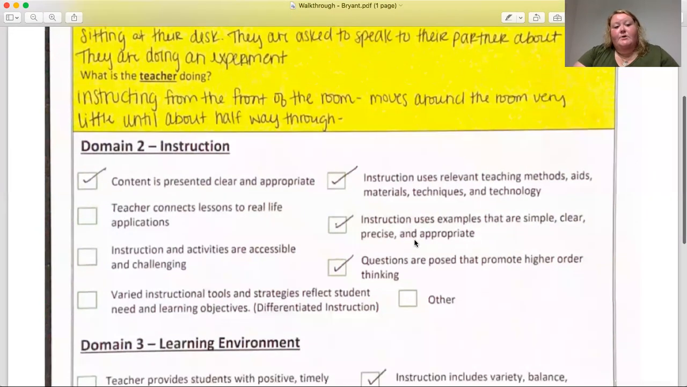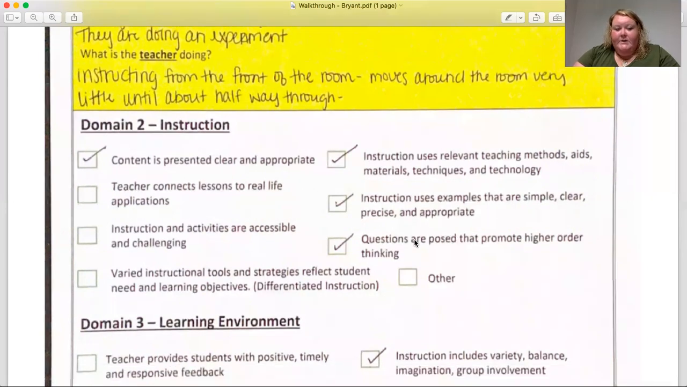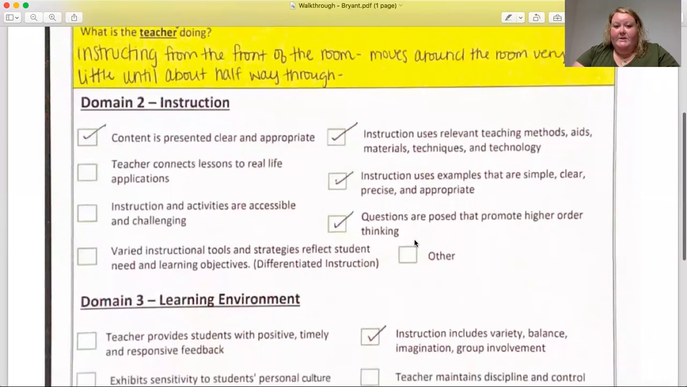Okay, so domain two instruction, this is what I did see. I did see that the content was presented clear and appropriate. You were talking about conductivity. So it seemed like the kids actually had a really good grasp from the beginning when you asked them to discuss with their partner. They had a really good grasp of what conductivity was. So you did have a prior lesson about this. So it seemed like they really got a hold of what the information was.